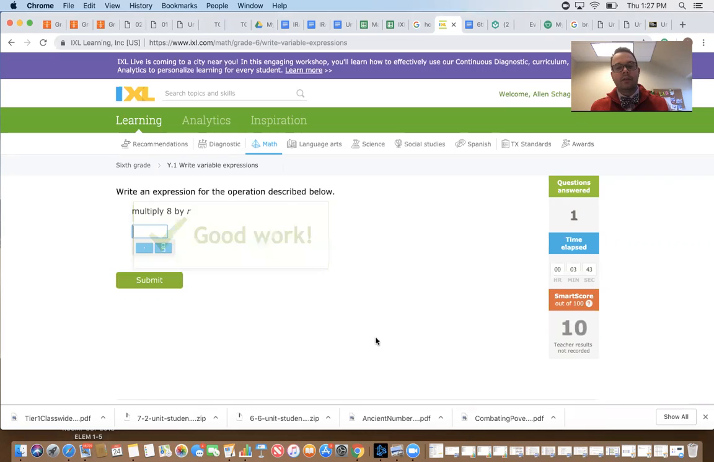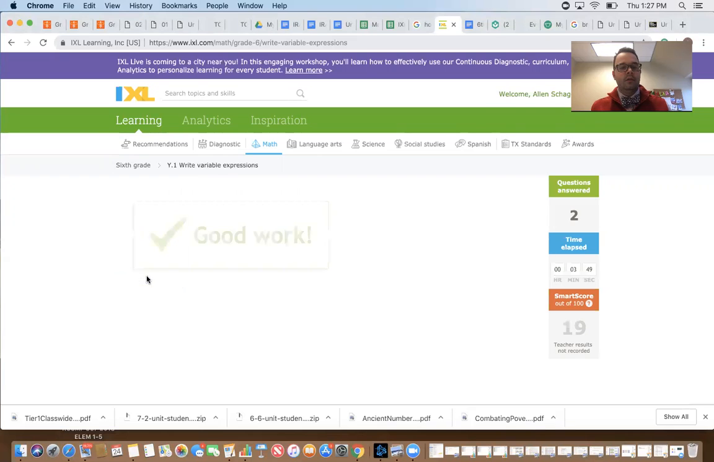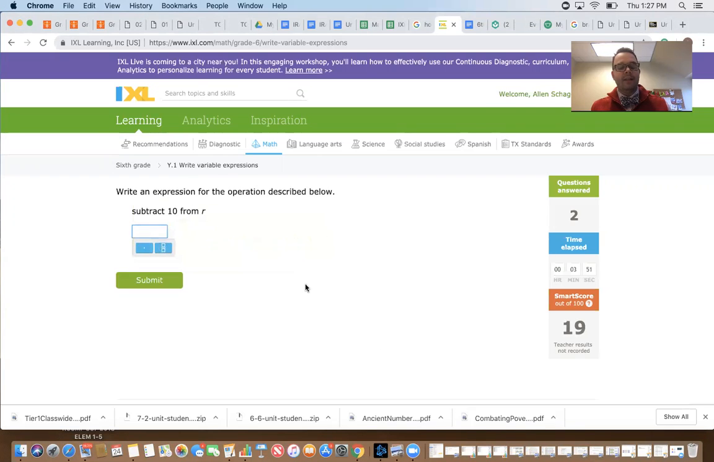That also works. Multiply 8 by r, so we can say 8 times r. Subtract 10 from r. Because it says subtract 10 from r, we need to do r minus 10 because we're taking 10 from r. The quotient of c and d, so we want to do c divided by, make a division sign on the keyboard. We're going to hit option question mark, c divided by d.